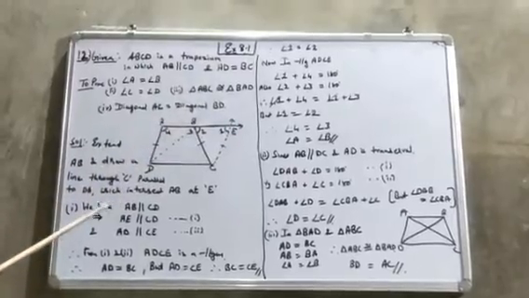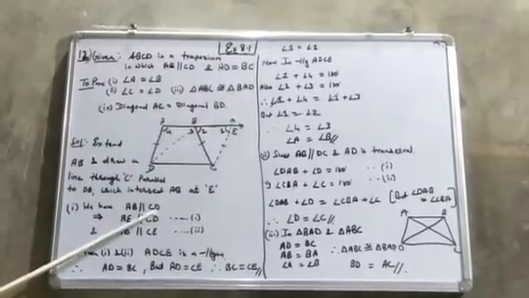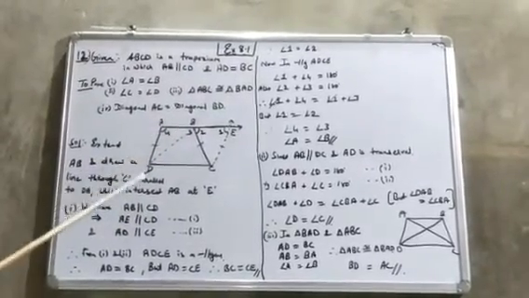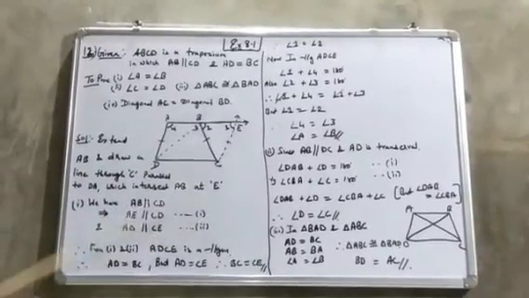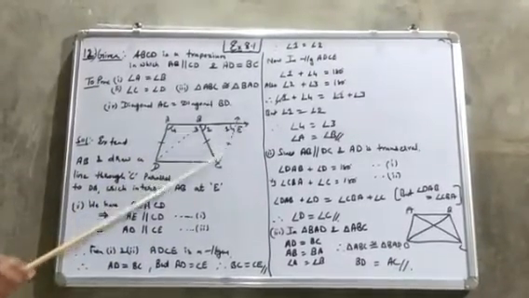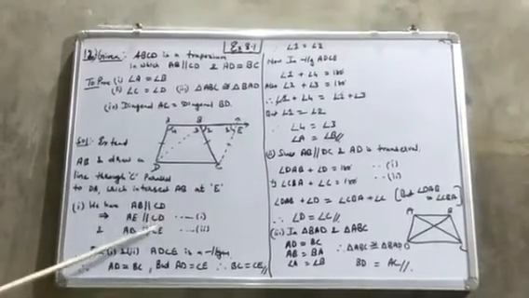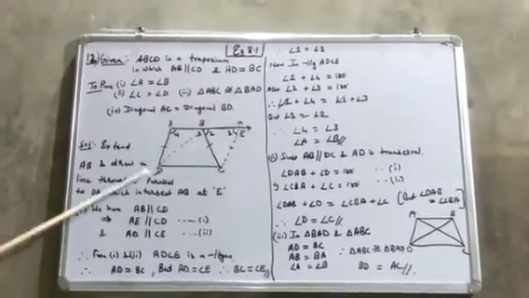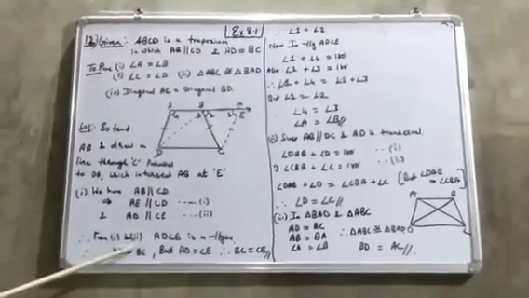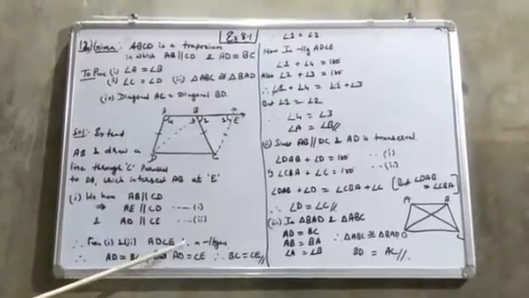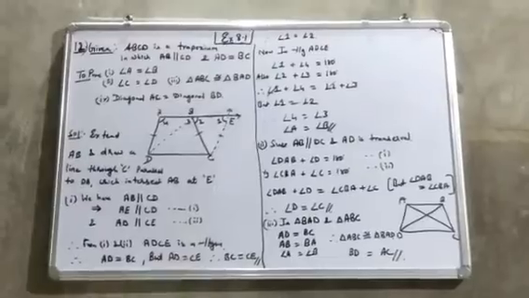You can see that we have AB parallel to CD. AB is already parallel to CD, which is given. AD is parallel to CE, which we have constructed. So opposite sides of this quadrilateral are parallel. Therefore, we can say ABCE is a parallelogram.